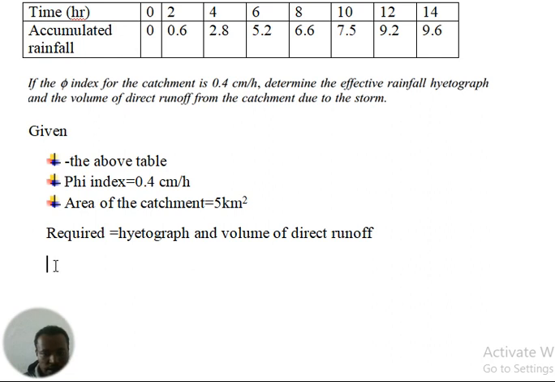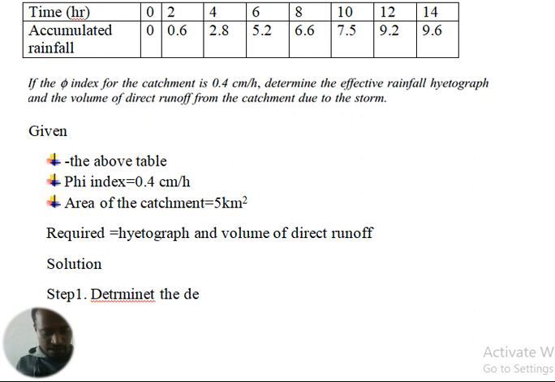After identifying the given and the required, then solution one. Step one: determine the depth of rainfall in each time interval.